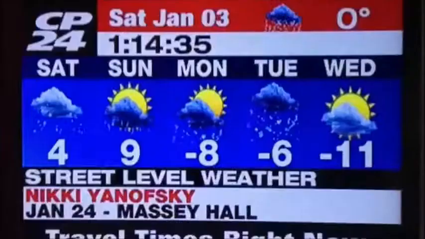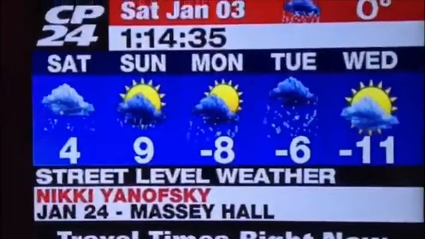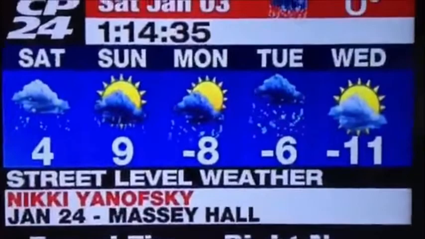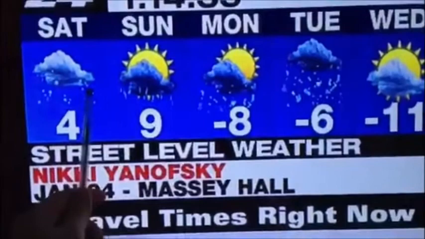Math is everywhere. Here we have CP24's 5-day weather forecast, and this is an example of the addition and subtraction of positive and negative integers in a real-life context. If we look at Saturday's temperature of 4 degrees Celsius, okay, that's above zero. On Sunday, it gets warmer. Obviously the temperature has gone up positive 5 degrees Celsius.